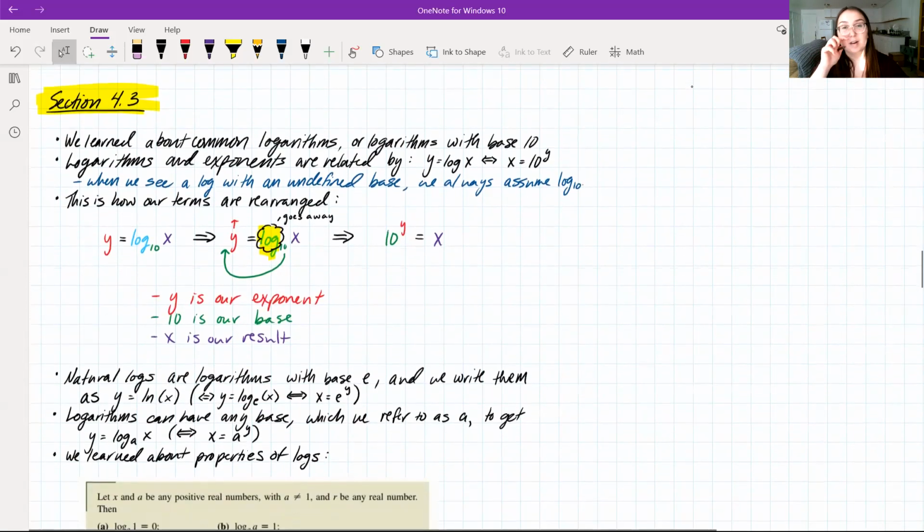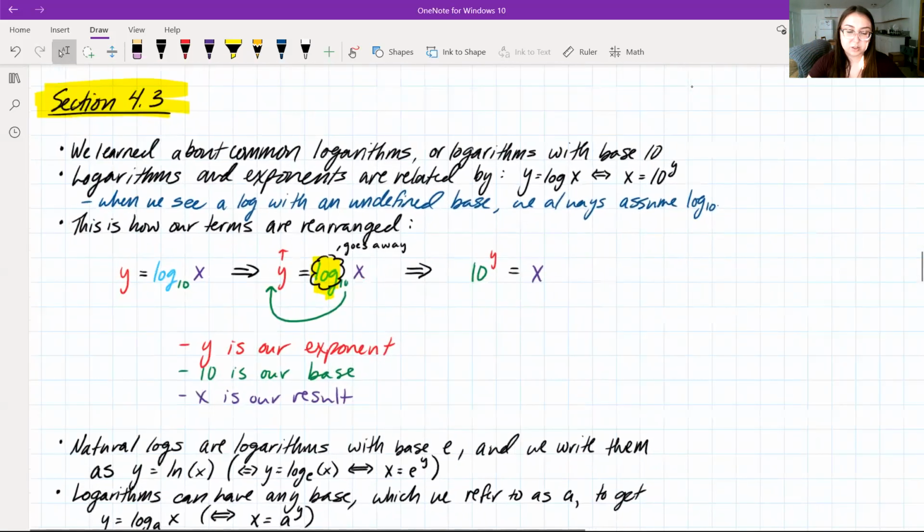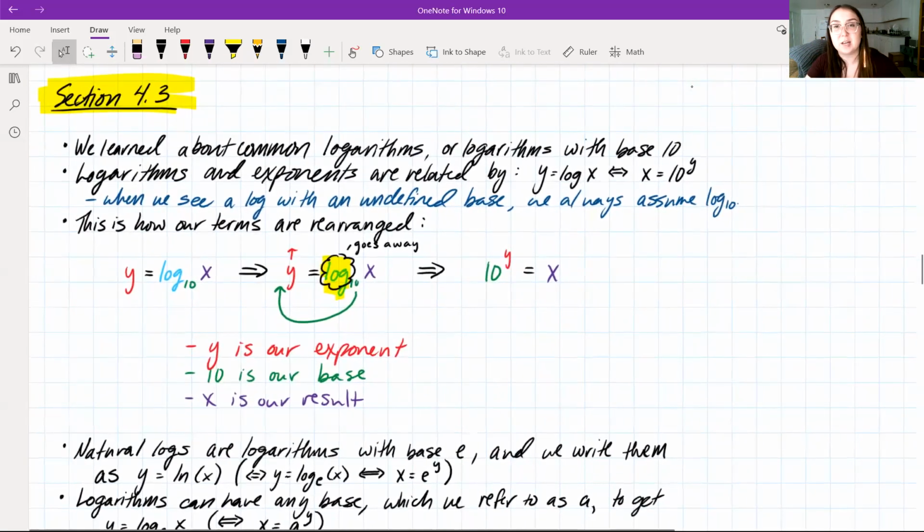All right, so moving on from section 4.2, now we have section 4.3. So we learned about our common logarithms, which are just logarithms with base 10. So these are going to be the equations whenever you see an undefined log, it'll just be y equals log of something, and there's no base there. So whenever you don't see a base or it's an undefined base, then we are always going to assume that that is log base 10. And we see an example here.